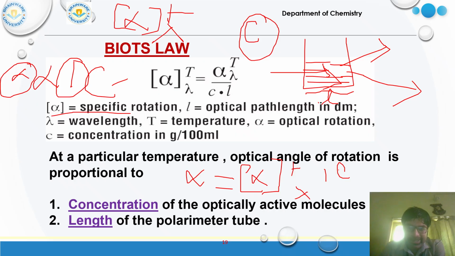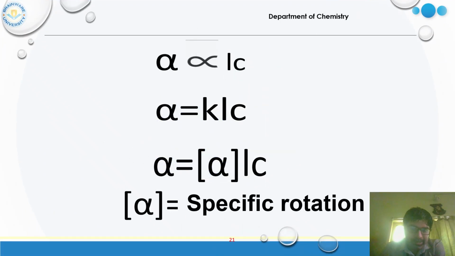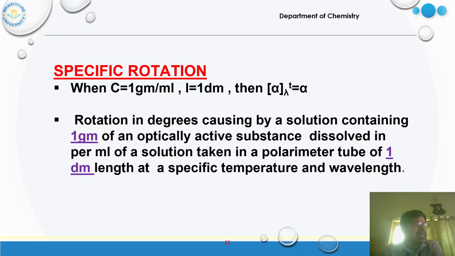Now what is specific rotation? Very simple. Alpha is proportional to LC, so alpha is equal to KLC. Instead of K, we write alpha lambda T. So alpha is equal to alpha lambda T LC, and alpha lambda T is known as specific rotation.